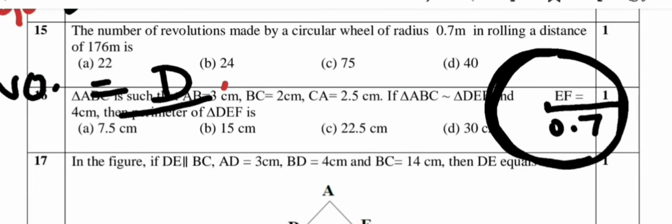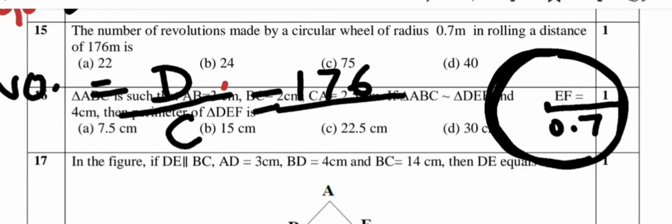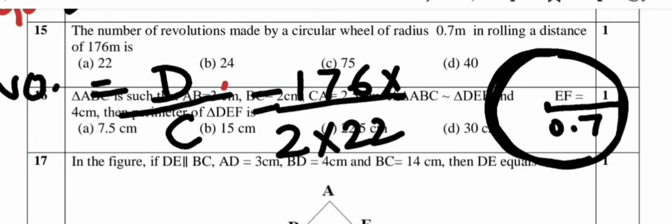So there is a formula to find the number of revolutions made by a wheel. You can remember that formula and use it. To find the number of revolutions, we have a formula: total distance travelled upon circumference of the wheel. Now the distance travelled is given to us, 176 meter, and the circumference of the wheel is in the shape of a circle, so we will use the formula 2 pi r.